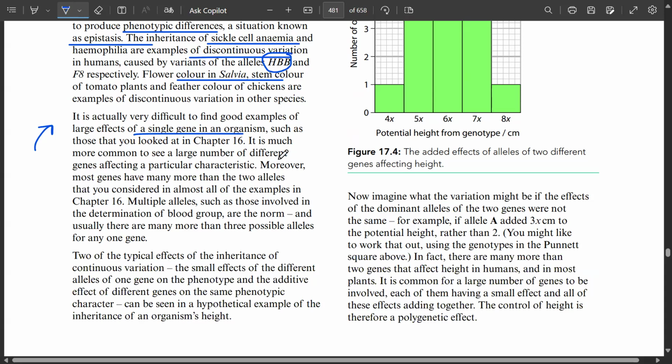It is much more common to see a large number of different genes affecting a particular characteristic. फर्क है, एक जीन ढेर सारे डिफरेंसेस लाए, या ढेर सारे जीन मिलके एक डिफरेंस लाए, दोनों में बहुत फर्क है. Multiple alleles such as those involved in the determination of blood group are the norm, and usually there are many more than three possible alleles from any one gene as well.